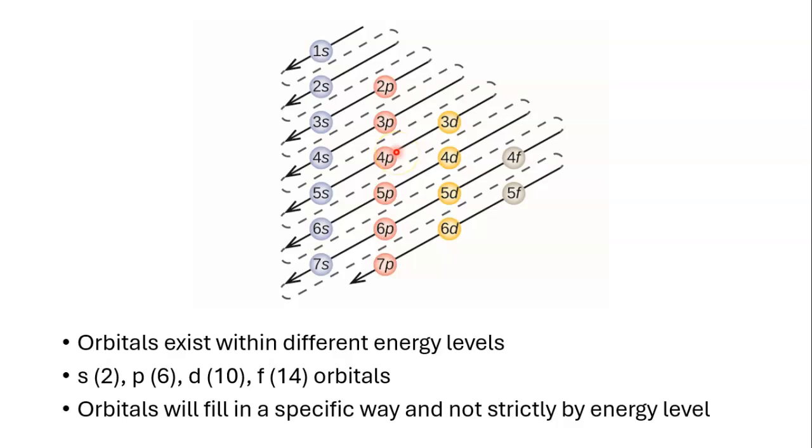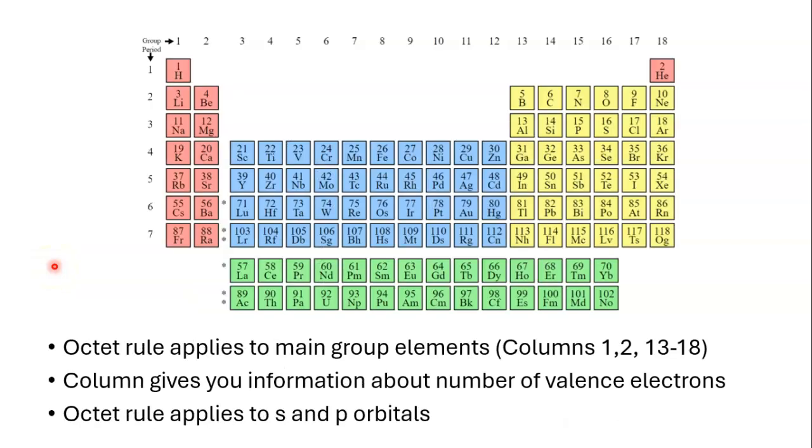So things aren't strictly filling by level 3, level 4. The orbitals fill in a slightly different way, and so this is something that you need to keep track of when you start looking at the electron configurations for certain elements. So we're going to look at a couple different elements again, just so you can get an idea of how electrons are filling these orbitals, and again, where those valence numbers are actually coming from.